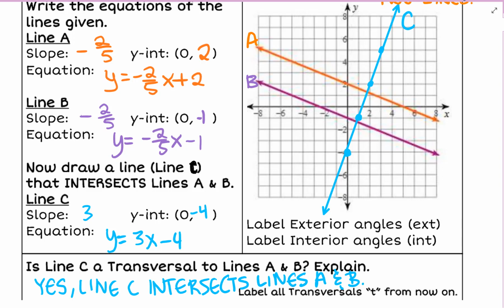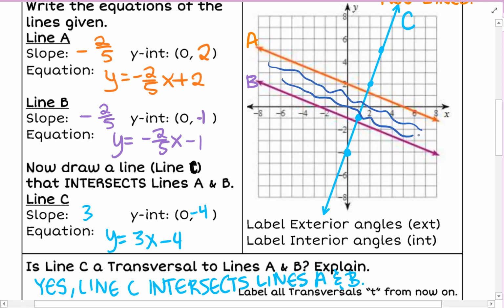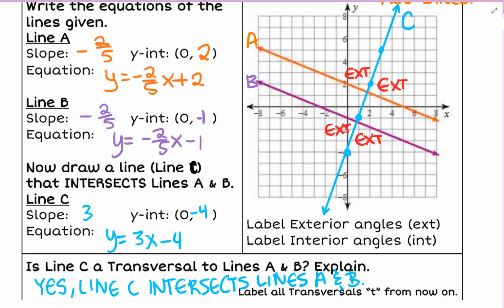But they've also asked us to label our interior and exterior angles. So imagine that the first 2 lines, A and B, created a river. So your interior angles are in the water, your exterior are outside. So I'll write exterior, and the ones inside are your interior.